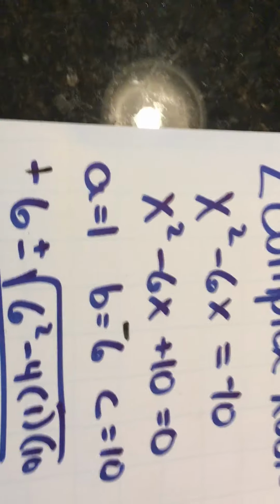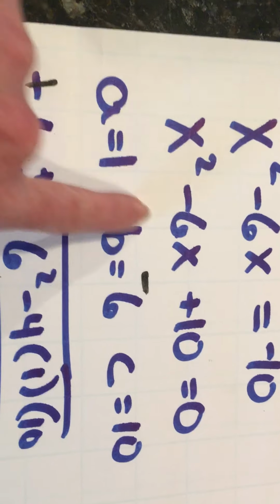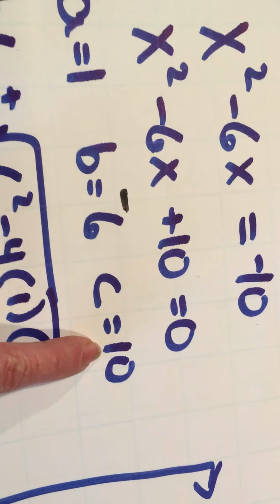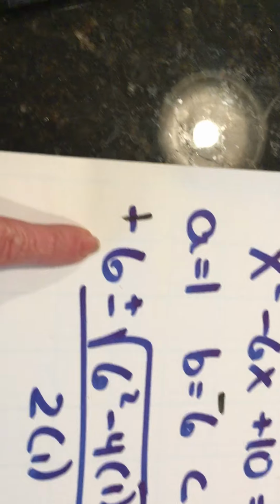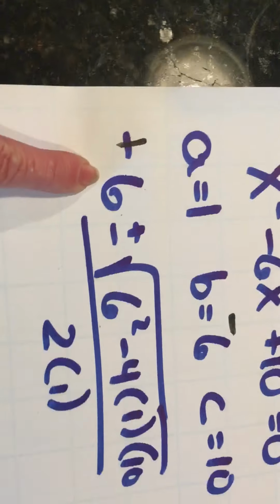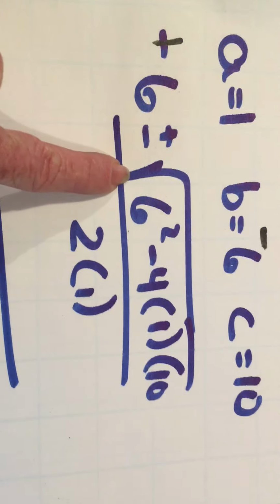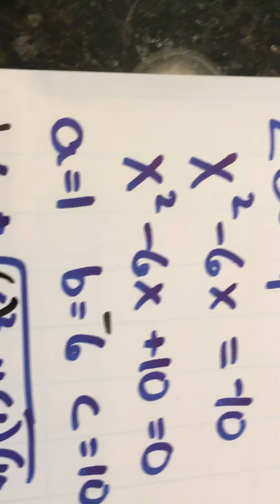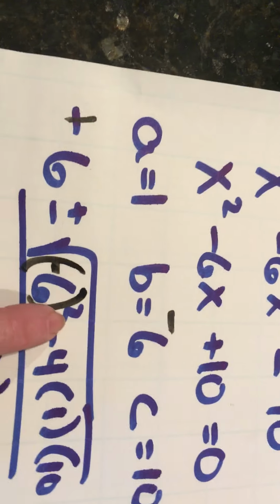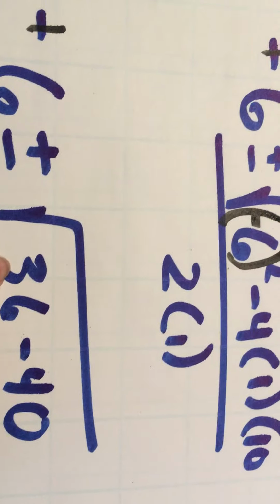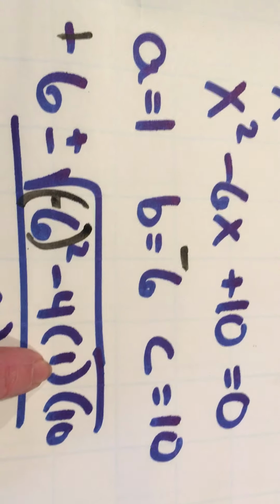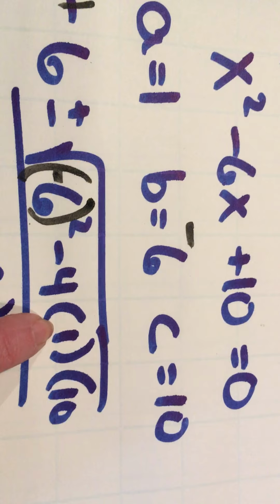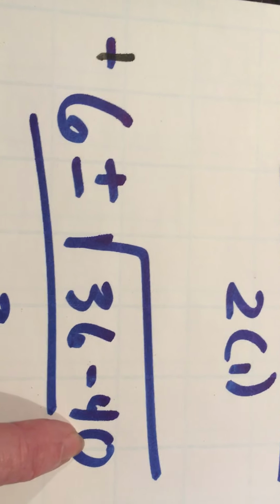I'll change my answers here just a little bit. So let's go back through this. A is 1, B is negative 6, C is 10. So the opposite of B will give us positive 6. See, even Mrs. Deutsch makes mistakes. Plus or minus the square root of b squared, which should be negative 6 squared. But in the parenthesis, when we square negative 6, that's going to give us the positive 36 minus 4 times 1 times 10. 4 times 1 times 10 will give me 40. So I've got 36 minus 40.